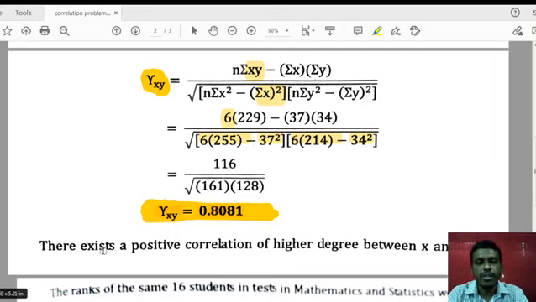I hope you have understood this problem. It is a very simple problem on Karl Pearson's coefficient method.